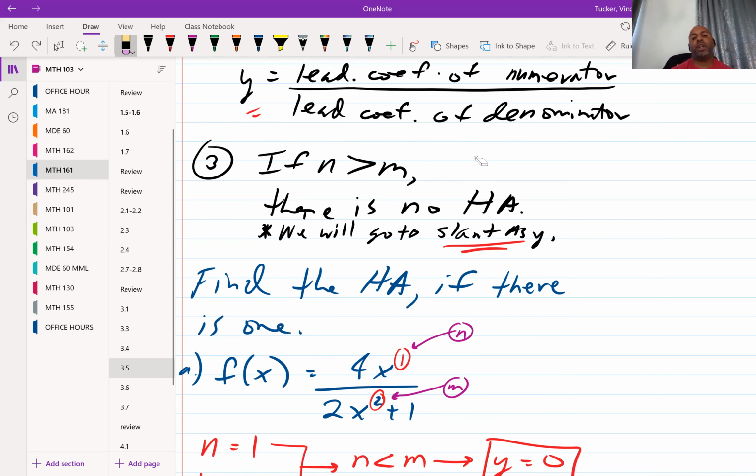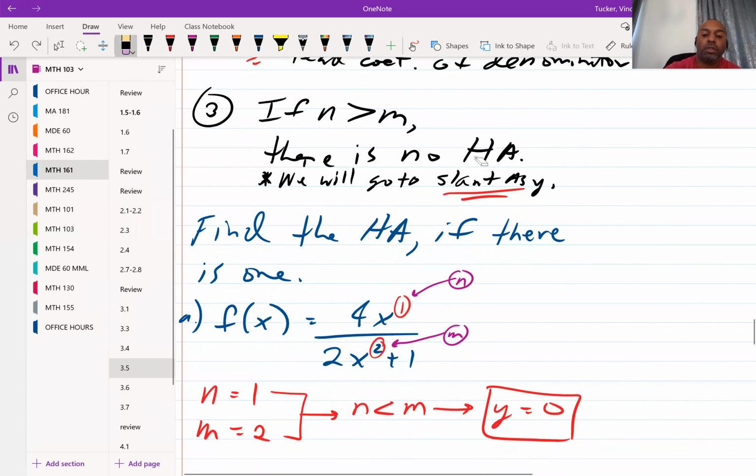So the highest exponent in our numerator is 1. Highest exponent in our denominator is 2. So that gives us the first scenario of n is less than m. And so no calculation needed. If your numerator's exponent is less than your denominator's exponent, your horizontal asymptote is 0. All right, any problems?